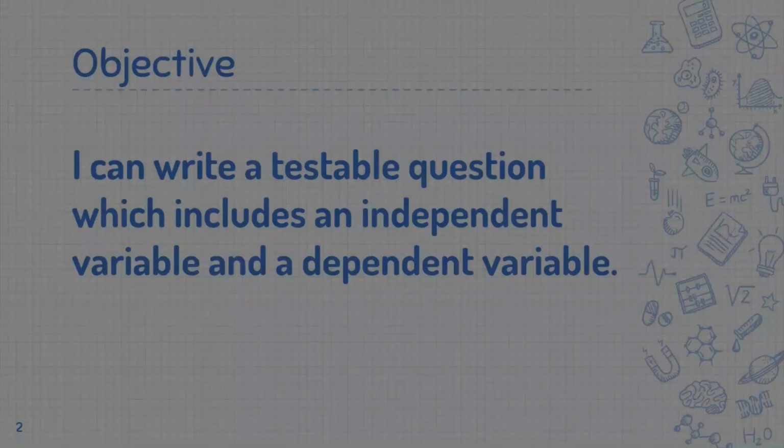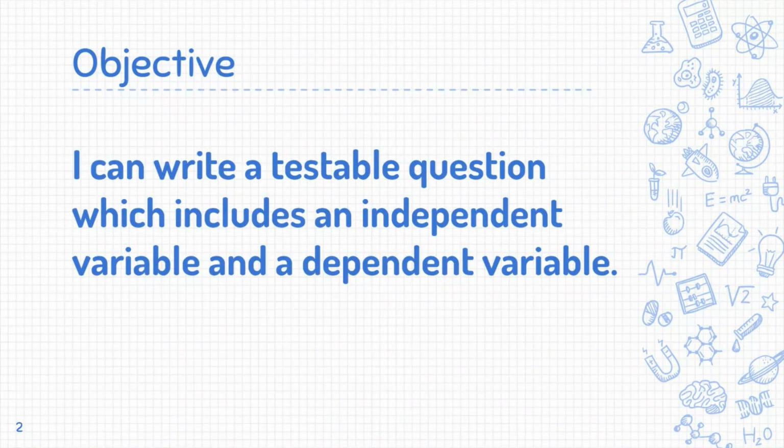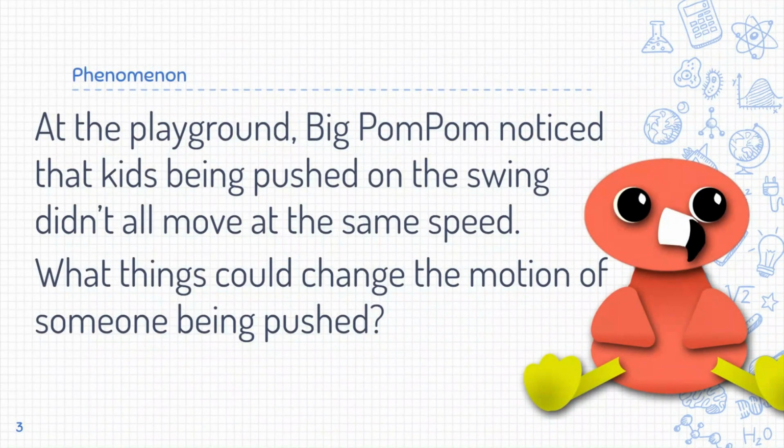Constructing a testable question. I can write a testable question that includes an independent variable and a dependent variable. At the playground, Big PomPom noticed that kids being pushed on the swing didn't all move at the same speed. What things could change the motion of someone being pushed?